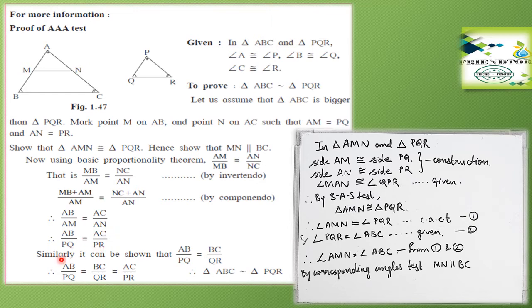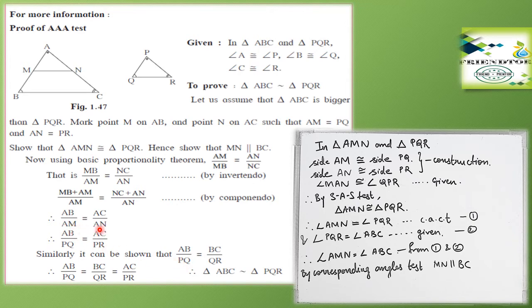Now similarly it can be shown that AB upon PQ is equal to BC upon QR. So one ratio we already proved, and one half of the ratios we already proved. Similarly we can prove the other half also, and hence we can prove that all these corresponding sides are in same proportion. Okay, simple. Now I hope you understood this step.